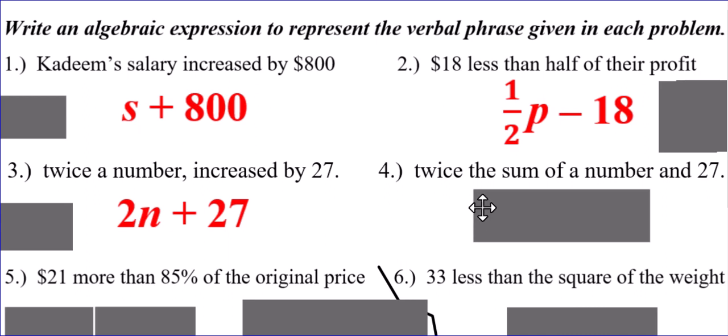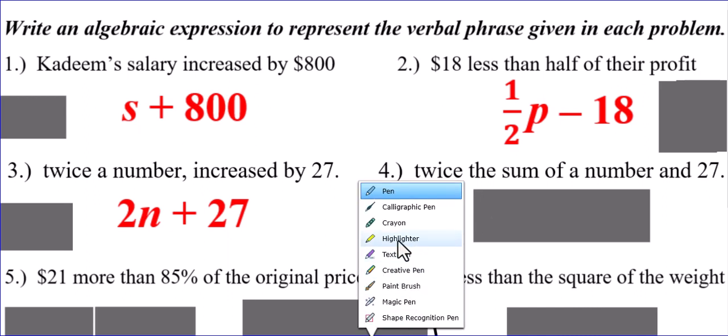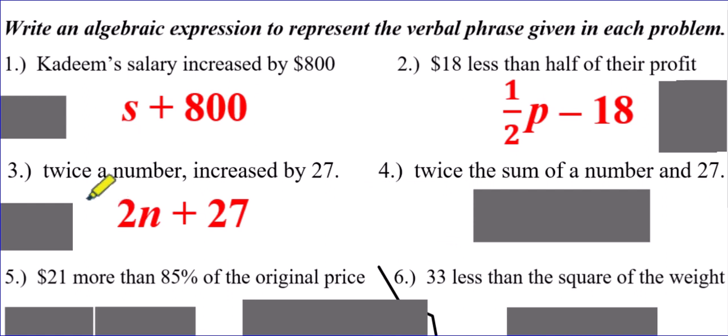Twice the sum of a number and 27. Now, you might initially think that number 4 is going to be exactly the same as number 3. But it's not. Let me show you the difference here in the details. Problem number 3 said that we are going to take twice, which means 2 times, the number. Number 4 says we're going to take twice the sum.